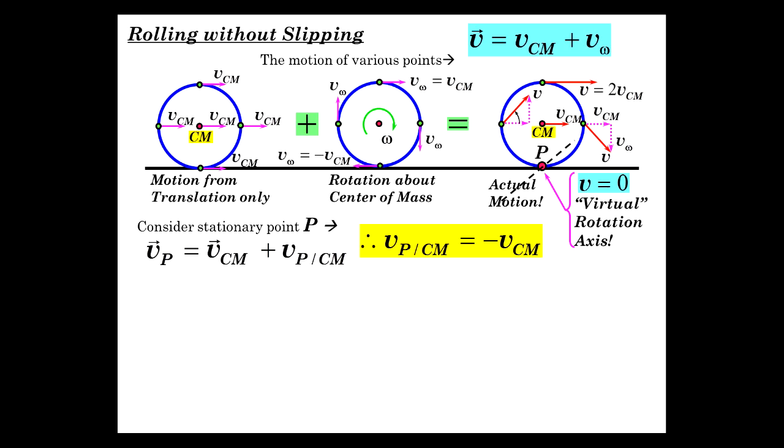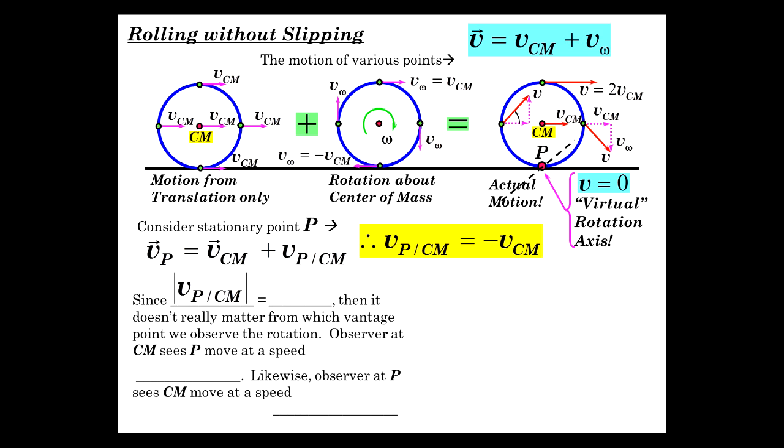So the velocity of P with respect to the center mass is minus VCM. Recognize that the velocity of point P is 0. So as an equation, we subtract this from both sides, we get minus VCM. But it's pretty obvious. If you're observing it from here, P seems like it's going this way from that point of view. So since the velocity of P from the point of view of the center mass is the same as the velocity of the center mass in terms of the magnitude, it doesn't really matter from which vantage point, from P or the center mass, we're observing the rotation.